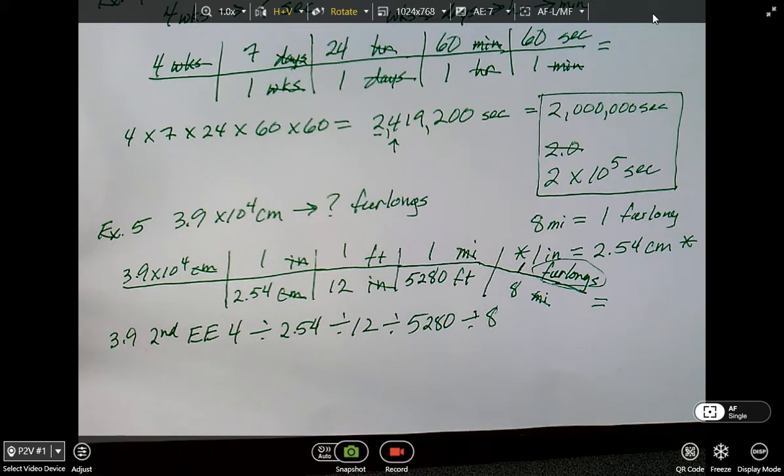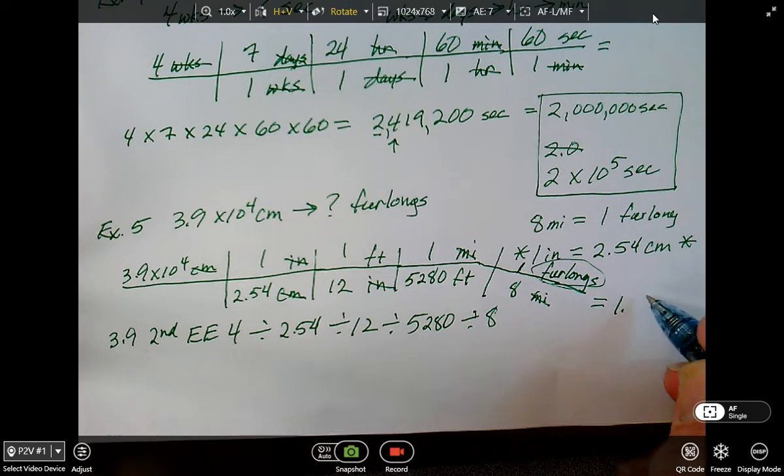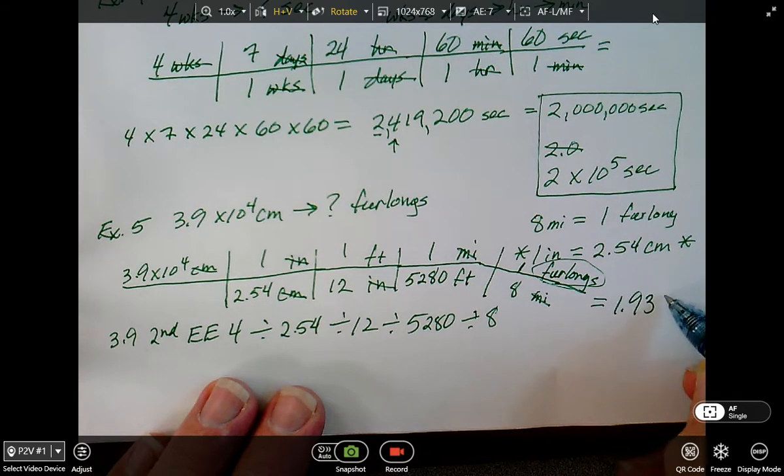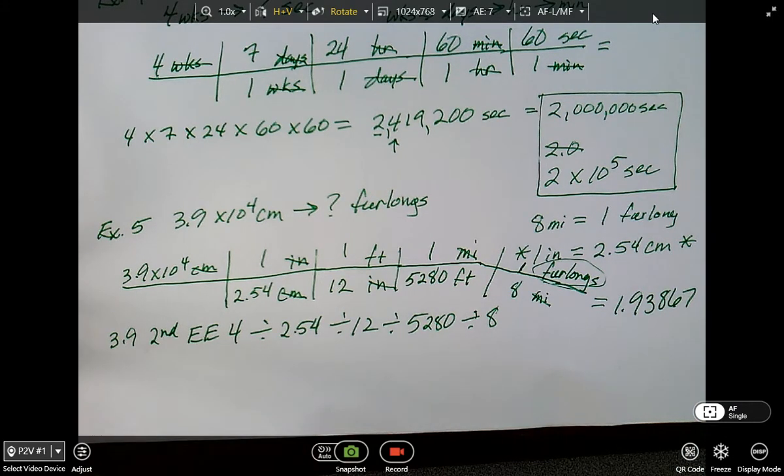3.9. Let me clear this out. 3.9, second function, EE, to the 4th power, divided by 2.54, divided by 12, divided by 5,280, divided by 8, equals, and you should get something like this. 1.93867. All right, so we need to round that off to the correct number of significant figures.